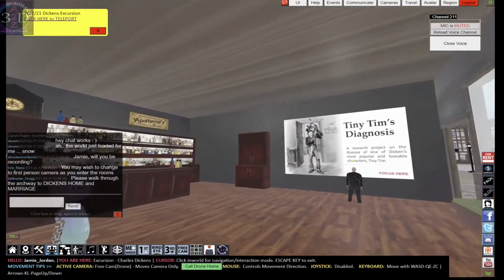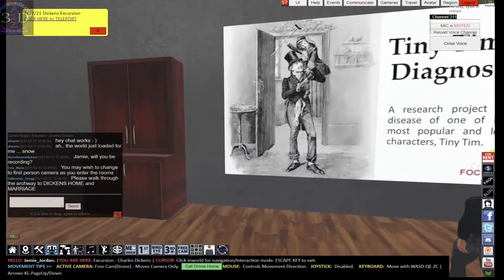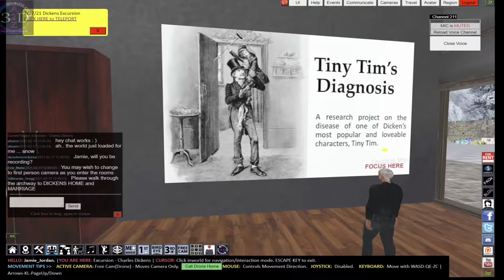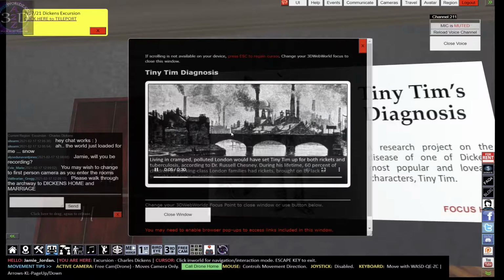I see some of you are entering the Victorian Pharmacy, and you'll see that there's another interactive research project that talks about what it is that Tiny Tim actually had. Researchers now believe that he had tuberculosis, as well as rickets, which was very common during the time period in the mid-1800s in London.